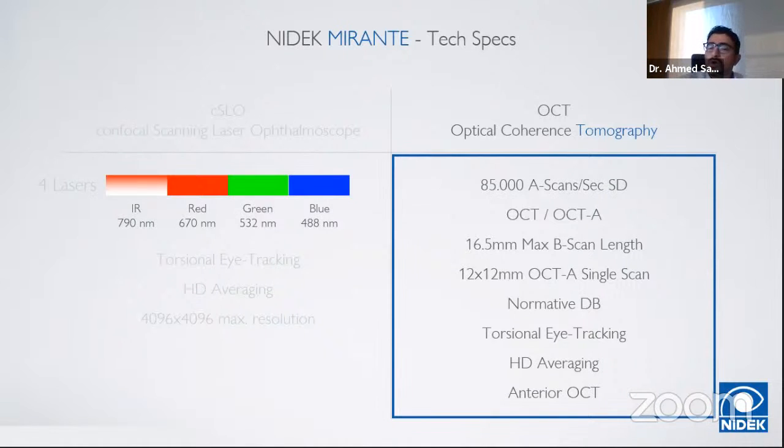And even in the case of OCTA imaging, it can take a 12 by 12 in a single capture, not through a panoramic creation. No, through a single capture, you can take a 12 by 12 OCTA. The machine is also equipped with a normative database, a TruTrack eye tracker to track the movement of the eyes, and HD averaging, which is up to 120, where we can take the same specific B-scans up to 120 times, which dramatically increases the quality of the image. And of course, we also have the anterior OCT module.